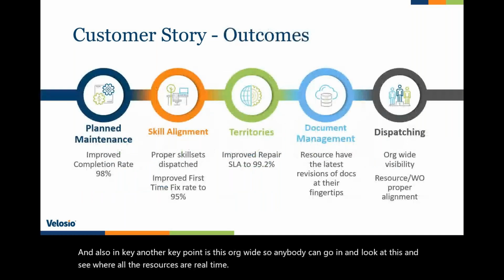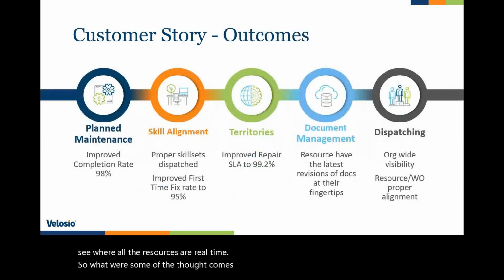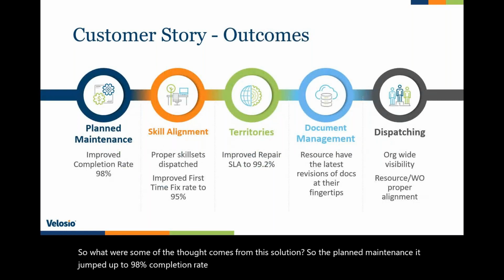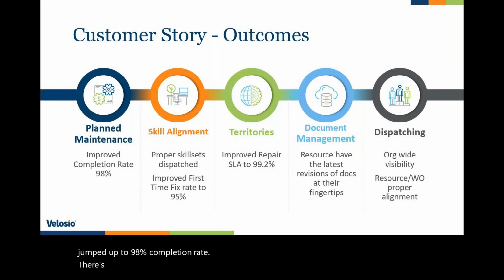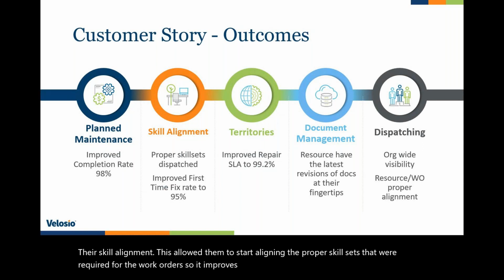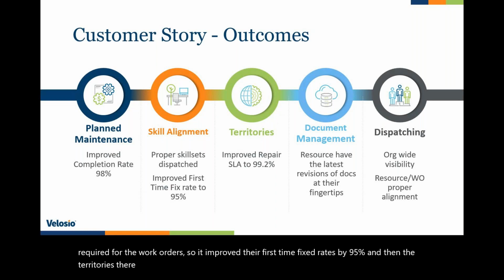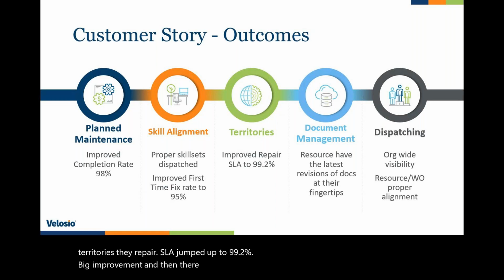So what were some of those outcomes from this solution? The planned maintenance jumped up to a 98% completion rate. Their skill alignment allowed them to start aligning the proper skill sets that were required for the work orders, so it improved their first-time fix rates by 95%. And then with the territories, their repair SLA jumped up to 99.2%. Big improvement.